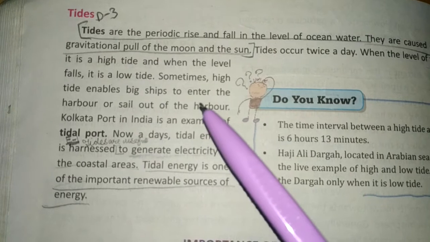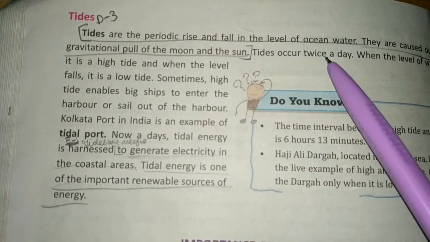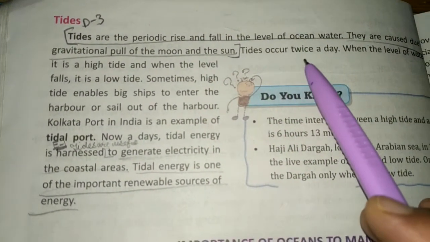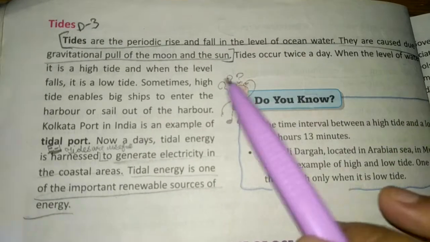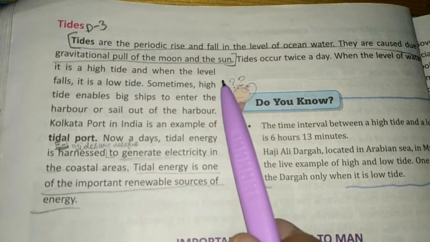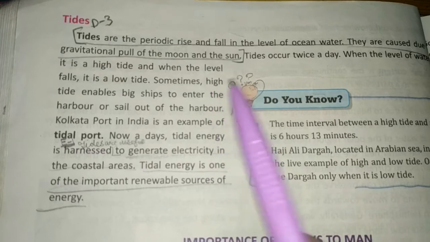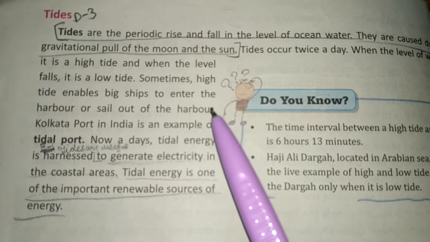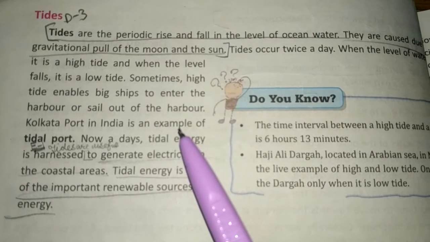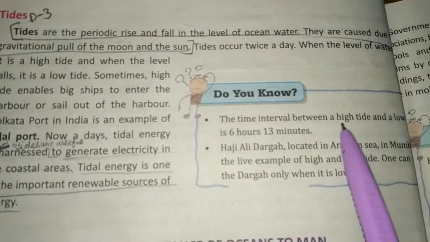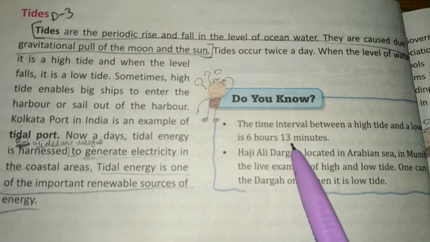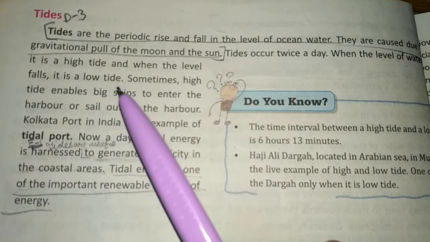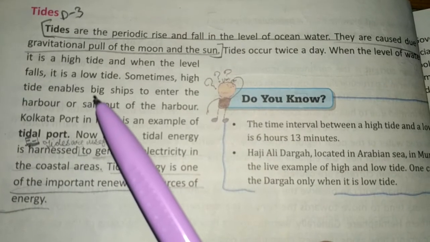Next, we have the tides. Tides are the periodic rise and fall in the level of ocean water. They are caused due to the gravitational pull of the moon and the sun. Tides occur twice in a day. The time interval between a high tide and a low tide is about 6 hours 13 minutes. It is a high tide when the level rises, and it is a low tide when the level falls.